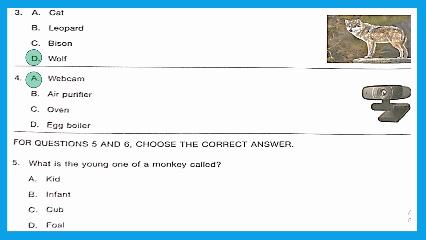For questions 5 and 6, choose the correct answer. Question 5. What is the young one of a monkey called? Is it kid, infant, cub or foal? The right answer is option B, infant. The young one of a monkey is called infant.